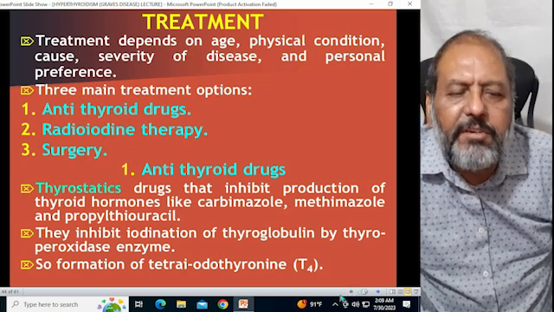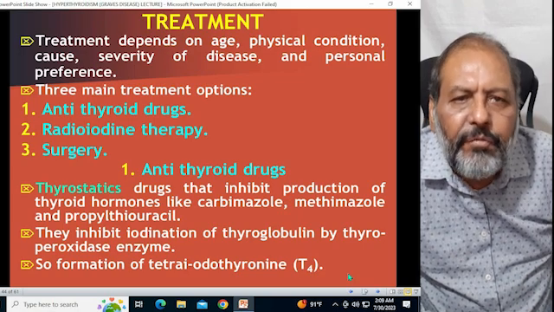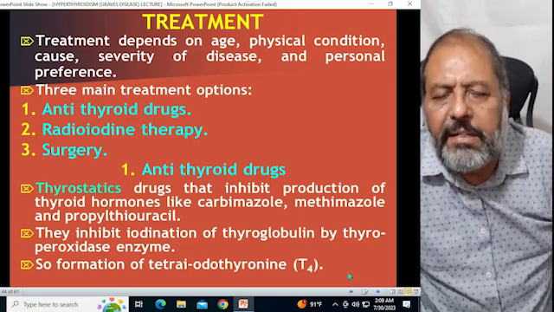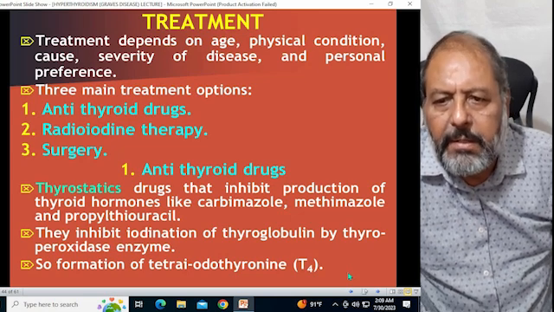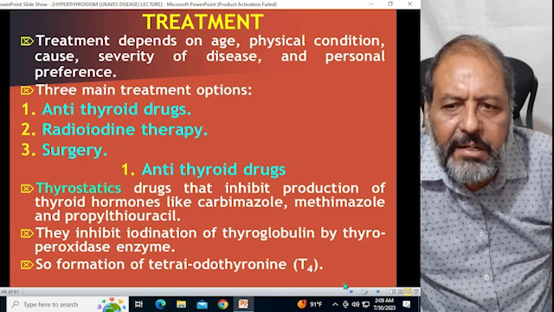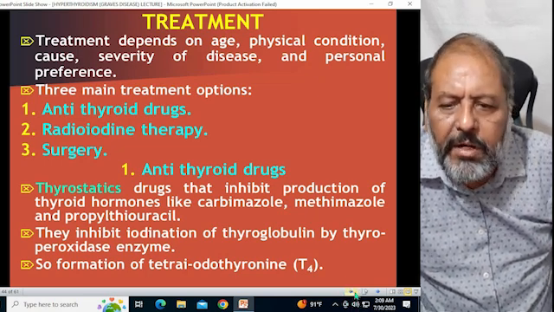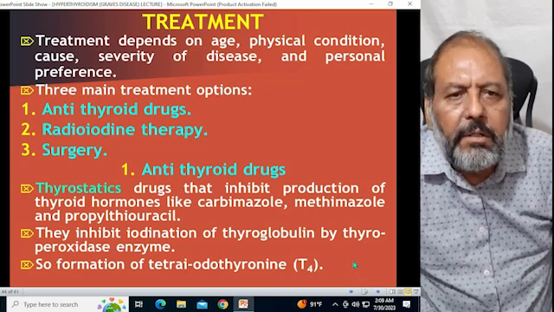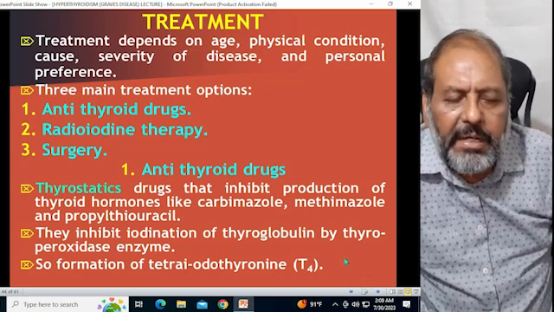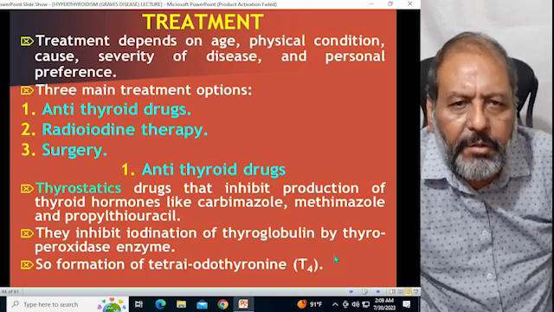Now, coming to the treatment of hyperthyroidism, treatment depends on age, physical condition, cause, severity of the disease, and the personal preference of the patient. Three main treatment modalities or options are there: antithyroid drugs, radioiodine therapy and surgery. First, the antithyroid drugs. The drugs which are used are called thyrostatics. Static means to stop anything. They can stop the production of thyroxine.